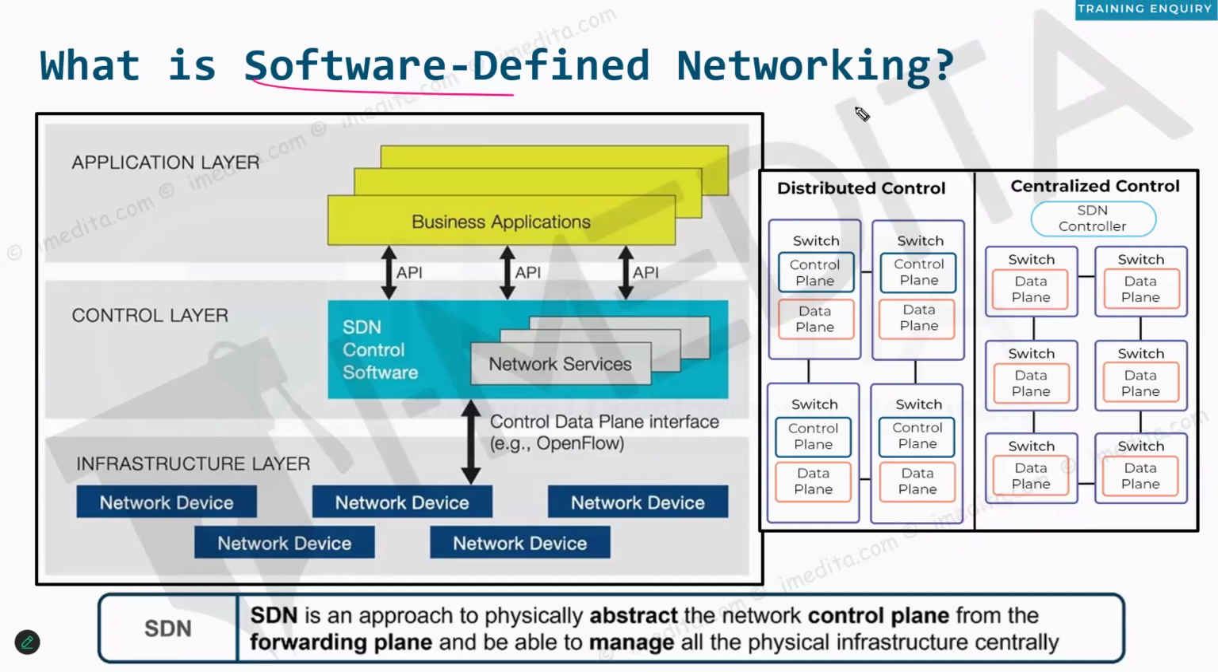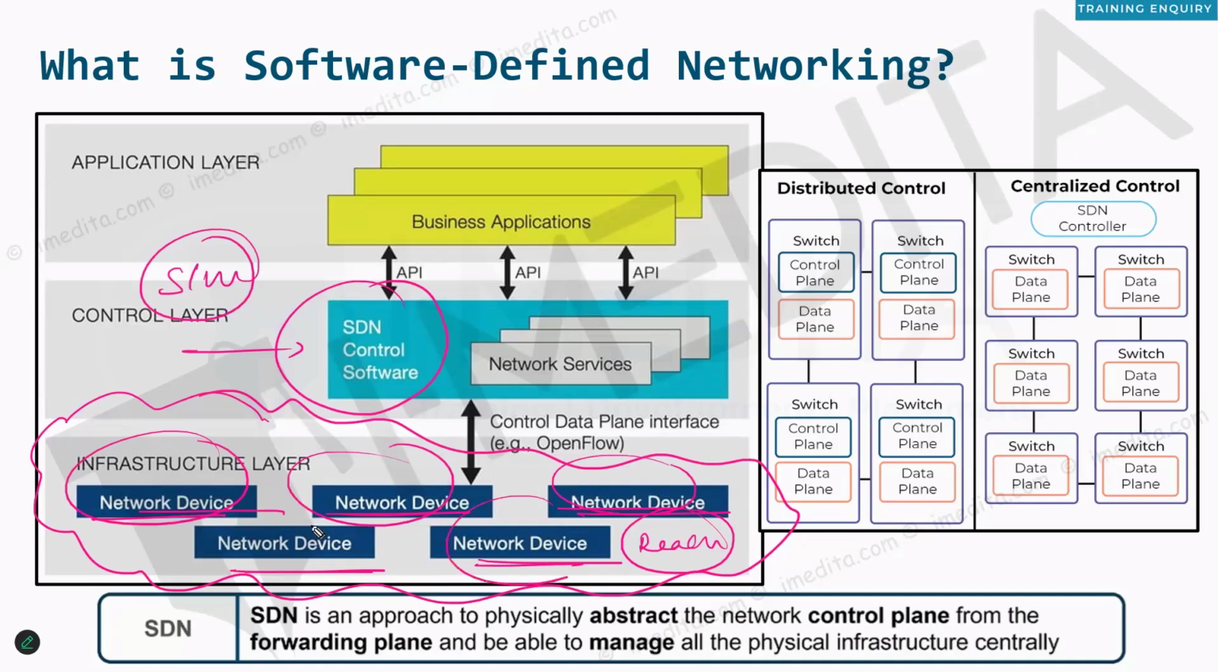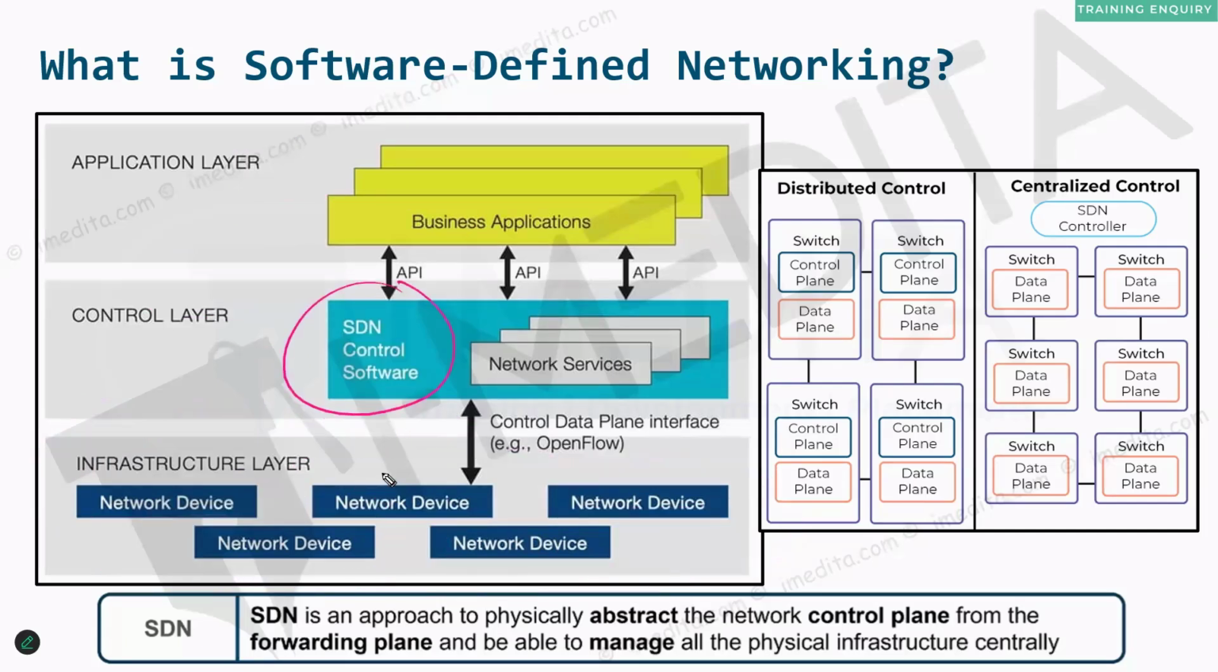Now in software-defined networking, we have this infrastructure layer. In the infrastructure layer, we have infrastructure devices, routers, switches, different types of devices that we have placed, connected together and made reachable. Then we are going to use some SDN control software, the software that is responsible for managing and configuring all these devices from a centralized point. With the help of various protocols, this software is going to interact with these networking devices.